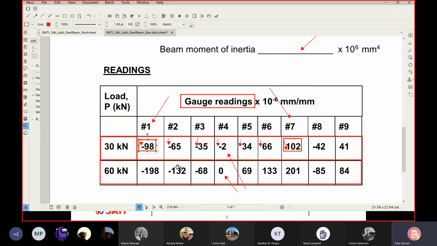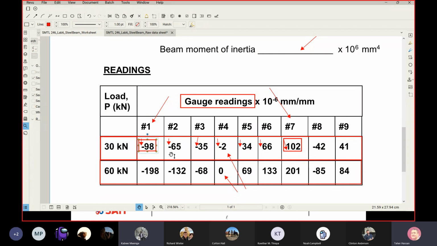Okay, I need someone to help me, please. Can anybody tell me what is the reading on gauge number 2? What is the strain gauge reading at strain gauge number 2 with load 30? Can anybody read that from the table? The second one from the top. Can you please read for me? 65, I mean like compression.